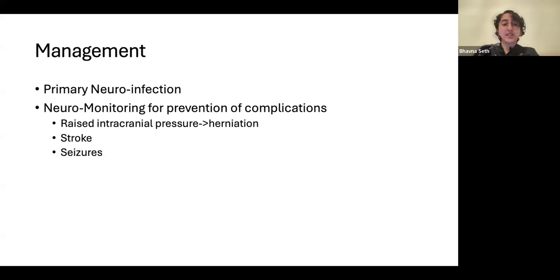Though for the ICU setting especially, it's important to understand what complications to monitor for and then how to emergently treat them if and when they occur. And those are, again, raised intracranial pressure, strokes, and seizures.